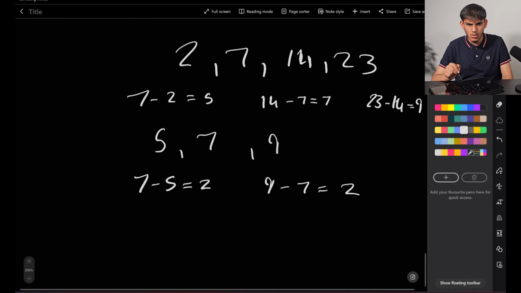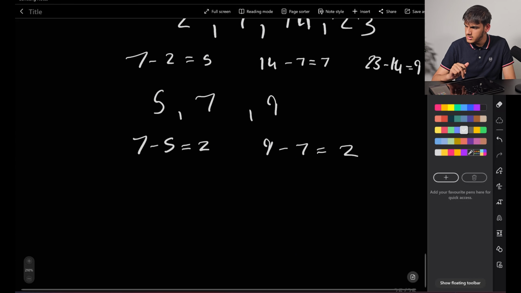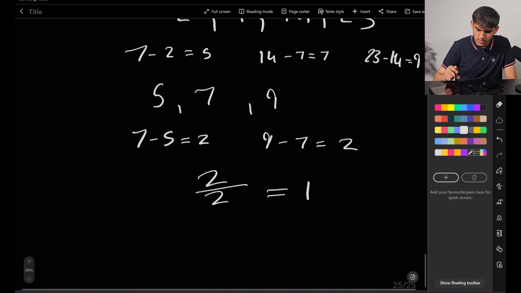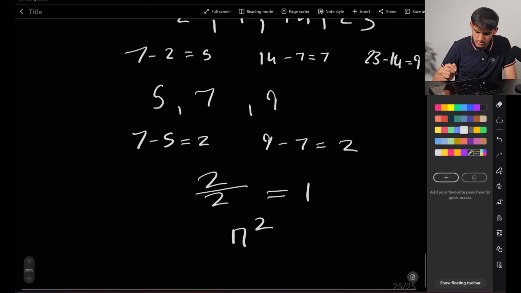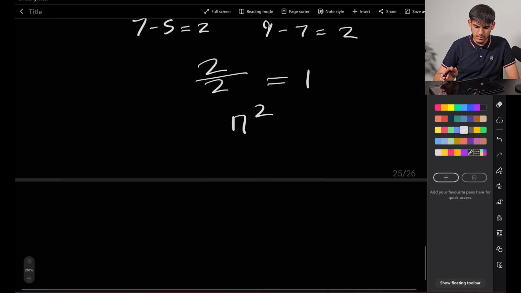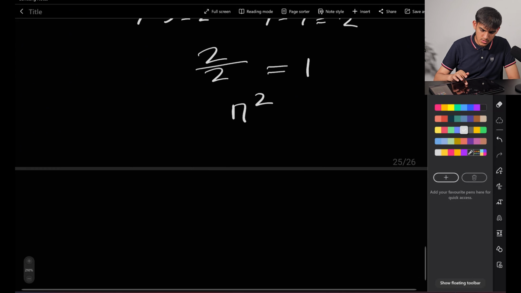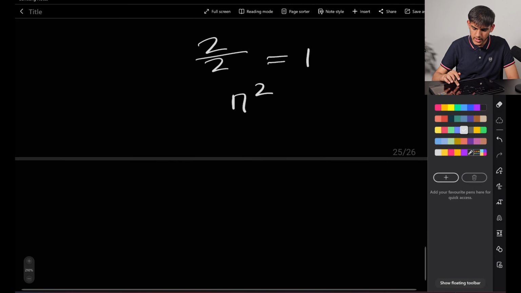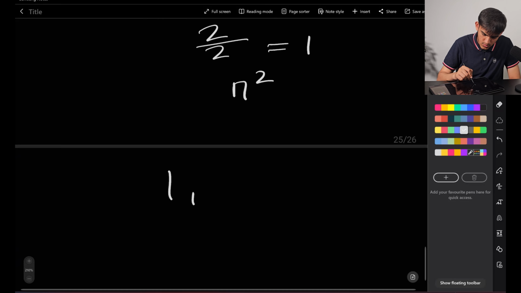Now what we do here is, as it's a quadratic, we need to find the coefficient of n squared. As the second difference is 2, you do 2 over 2, which is just 1. So our coefficient of n squared is just 1, so you just write n squared. We've got 4 numbers, so we'll write out the first 4 square numbers. So 1 squared equals 1, 2 squared equals 4, 3 squared equals 9, and 4 squared equals 16.